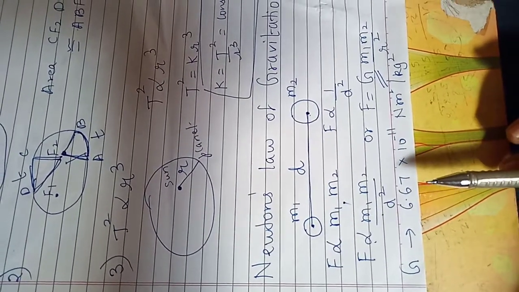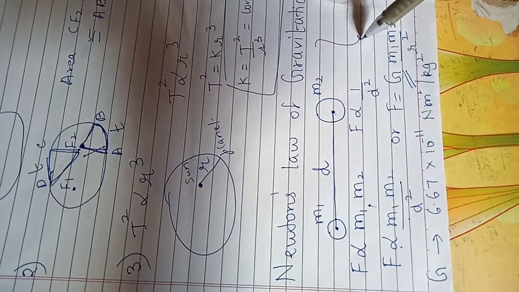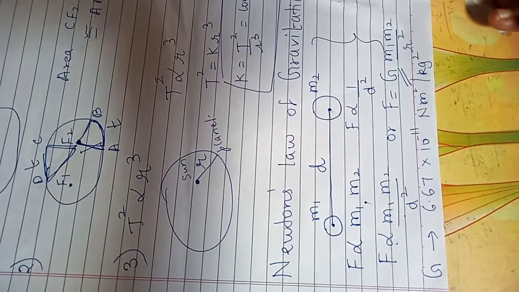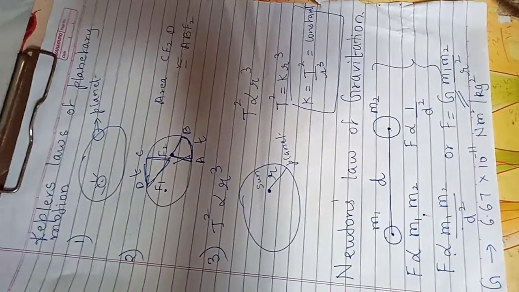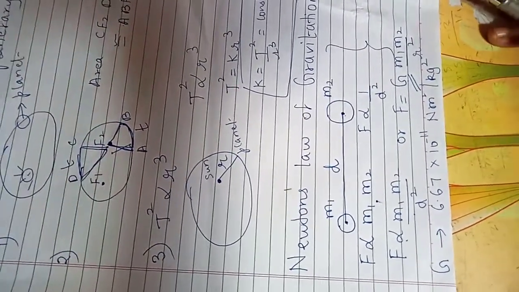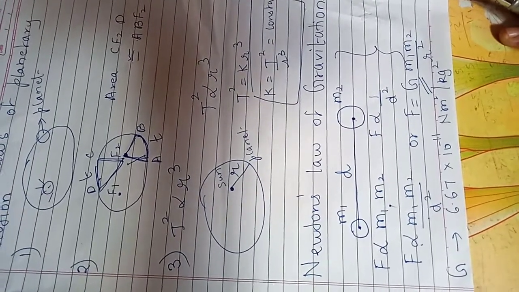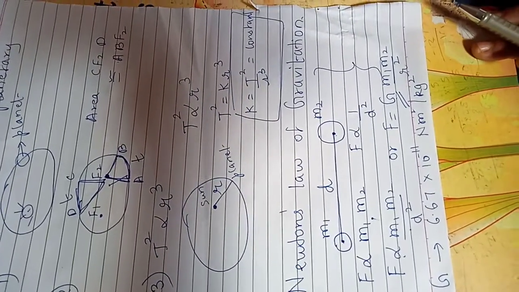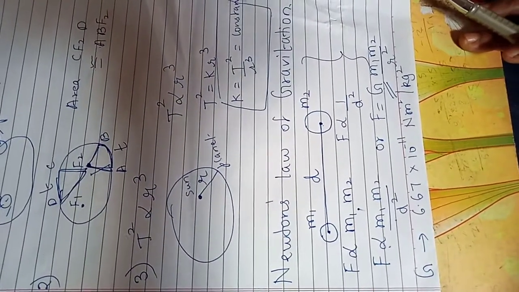G is universal gravitational constant because this Newton's law of gravitation is applied all over the world. It is responsible for the shape of various galaxies. For example, we live in the galaxy which is called Akash Ganga. So there are thousands of galaxies which have still not been reached by human beings.